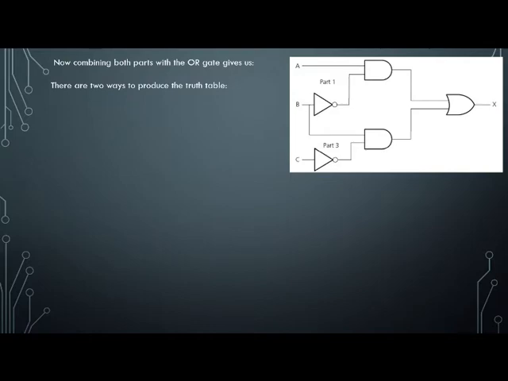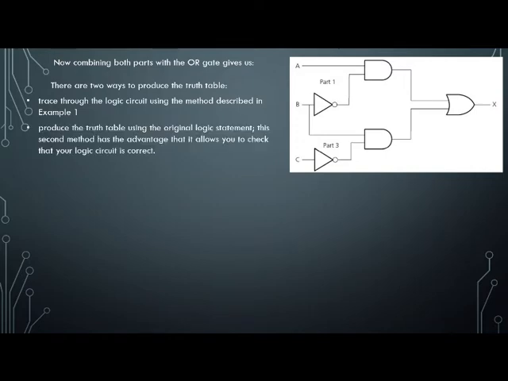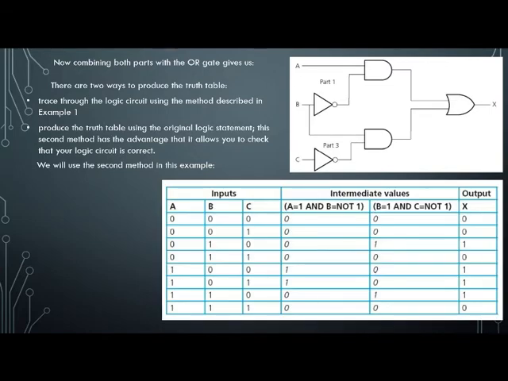There are two ways to produce the truth table. One is to trace through the logic circuit using the method described in the previous lecture, example number 1, which you have to recall. The other is to produce a truth table using the original logic statement. This is the second method which we'll learn today. It has the advantage that it allows you to check whether your logic circuit is correct or not. Okay, we are using the second method now.